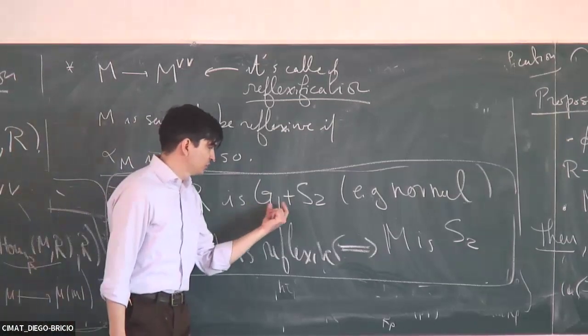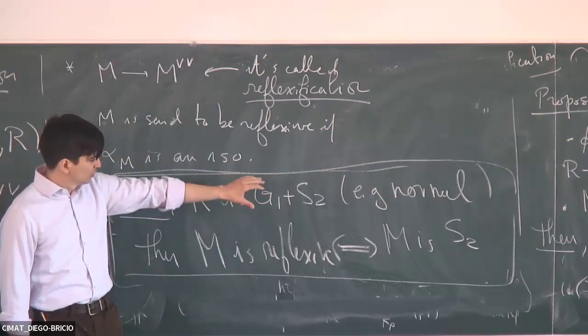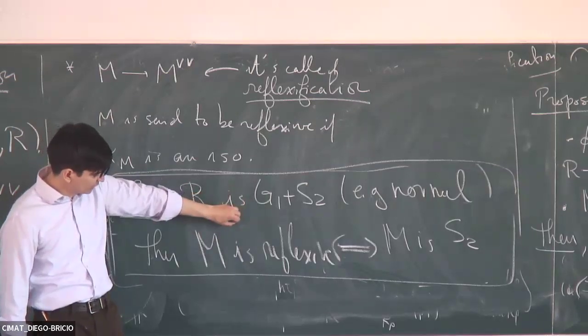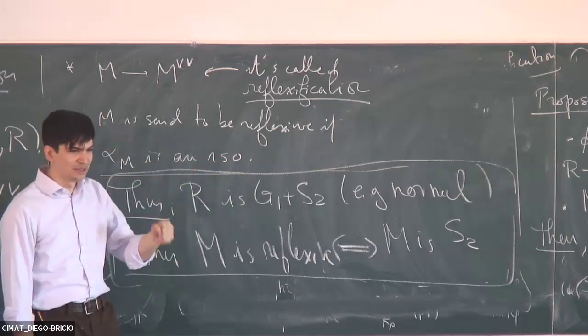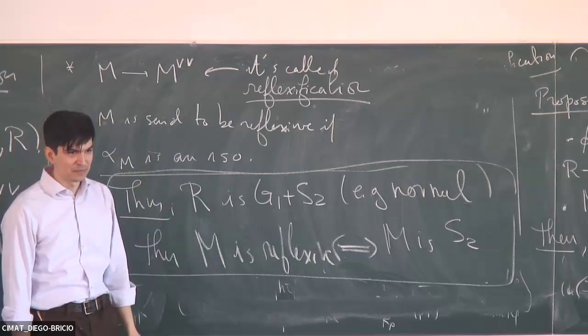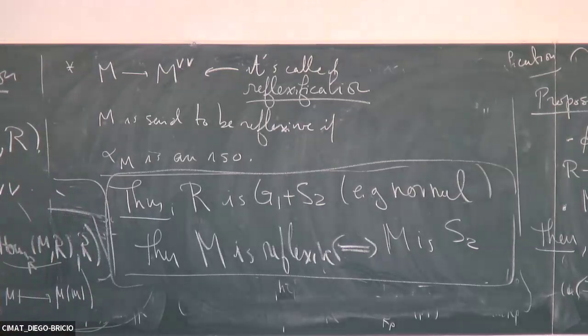But for this, we just had to put G1 plus S2. So the R1 hypothesis is going to come up later, for sure. But this is the first thing we need for normal rings. On normal rings, reflexive and S2 are the same thing. Just put that in your head. On a normal ring, reflexive and S2, exact same thing. Okay? And believe me, we're going to do that a lot.